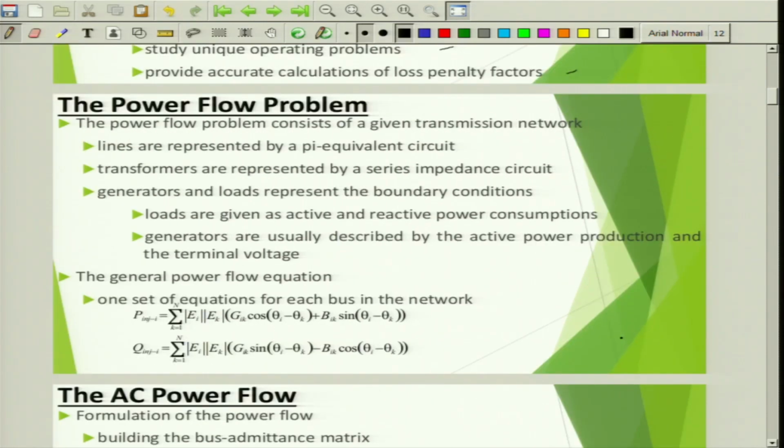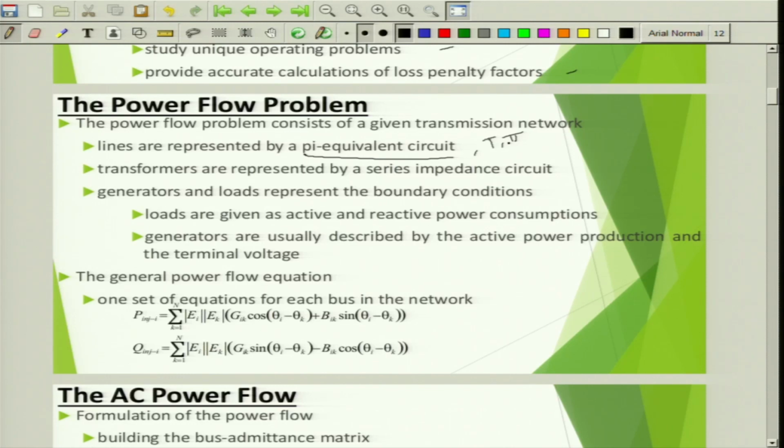So the power flow problem consists of a given transmission network. Lines are represented by a pi equivalent circuit. There are two types of modeling, which I have already discussed in the 330 course. It's T type and pi type. For a short length line we consider it to be lumped, right. For a medium length line it is T modeling or pi equivalent circuit.